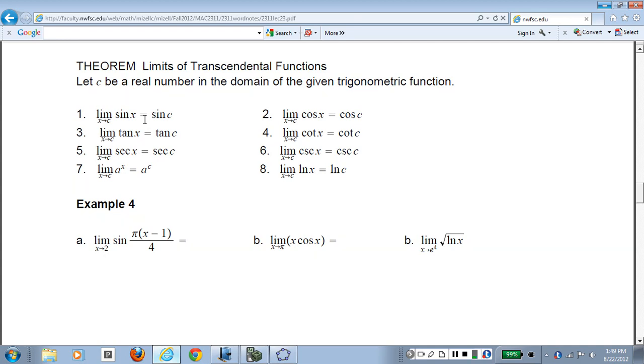If it's a place where one of these trig functions has a vertical asymptote, then we're not saying the limit exists. It's just simply for c that's in the domain of the given trigonometric function. All right. So for example 4.